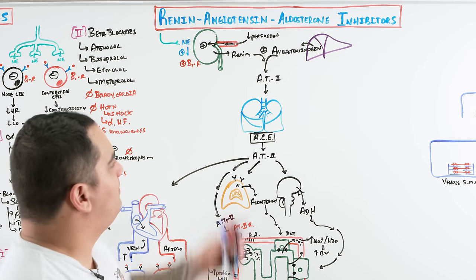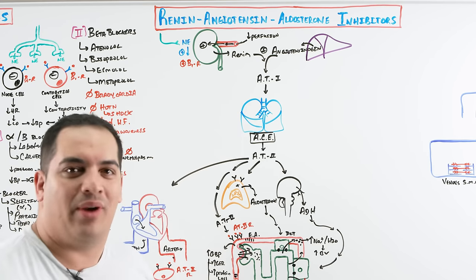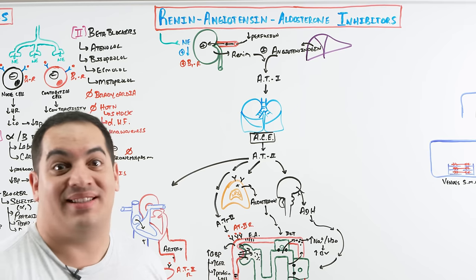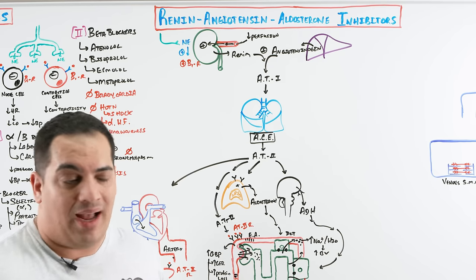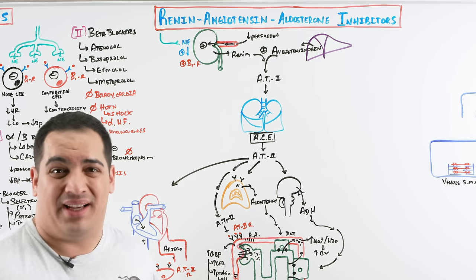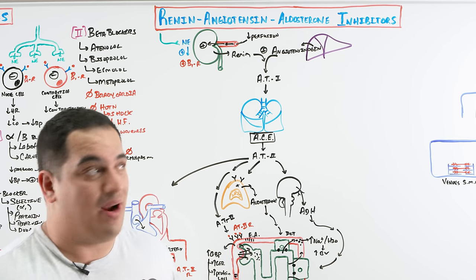Now there is one drug up here that can technically inhibit renin. It's called aliskiren, but it's just not utilized. Theoretically, it seems like an amazing drug, but we just don't use it. So aliskiren is one of those drugs, but I'm not even going to write it down because it's not a drug that you're really ever going to see or prescribe.